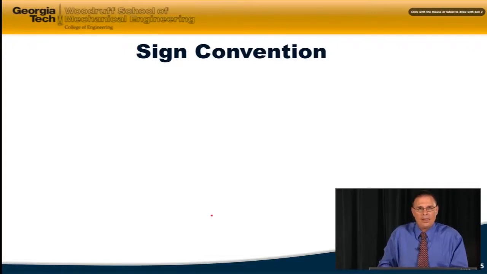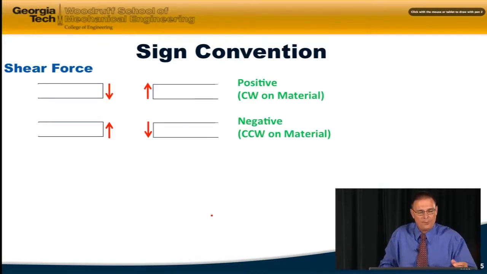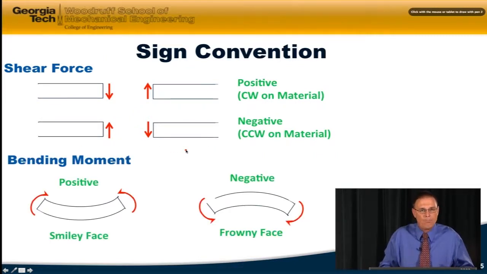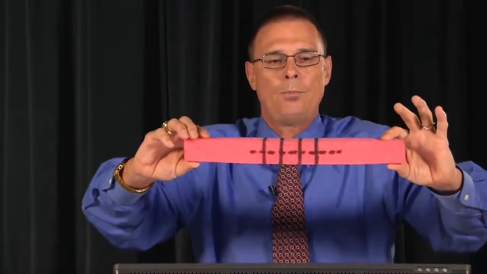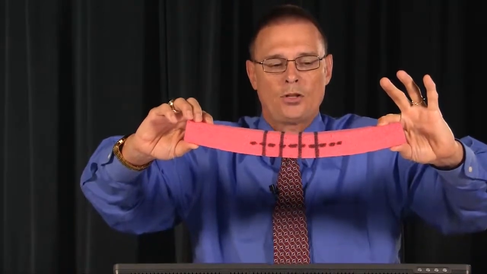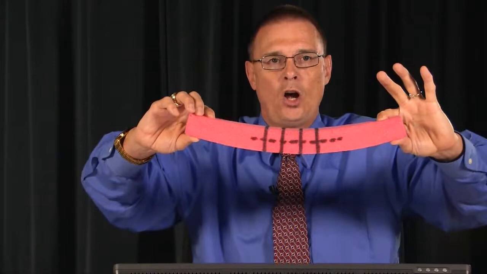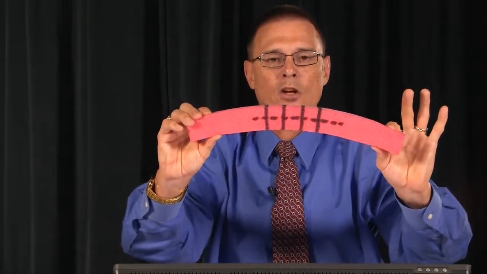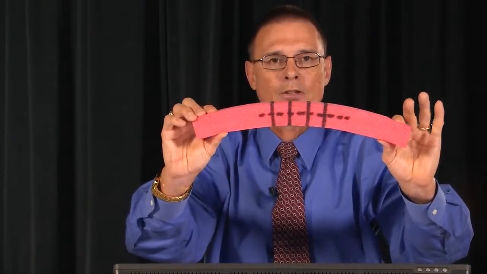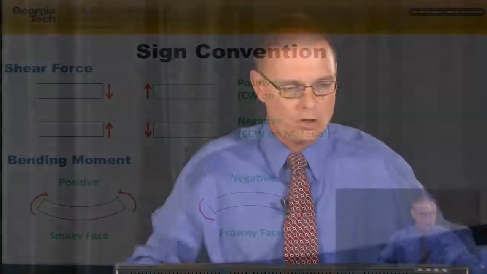We're going to have to come up with a sign convention for talking about our shear force and bending moments. The sign convention will be that if the shear force is clockwise on the material that we're looking at, then that's going to be a positive shear force. If it's counterclockwise on the material, it'll be negative. And as far as the bending moment is concerned, for the beam, if the moments are going to cause a shape that looks like this, we're going to call that a positive bending moment. And so I call that a smiley face. And this tendency to cause this type of a moment will be a frowny face, or a negative moment. So those are the sign conventions we're going to use.